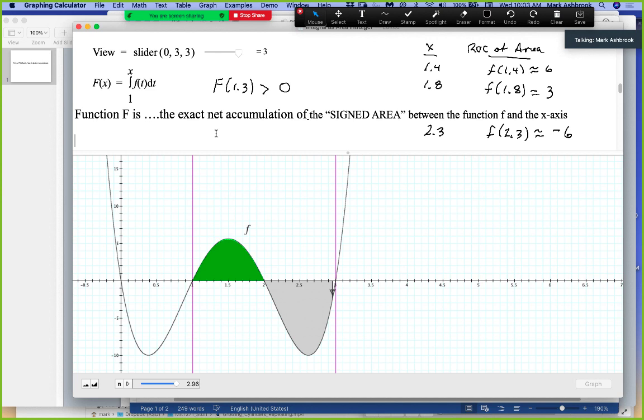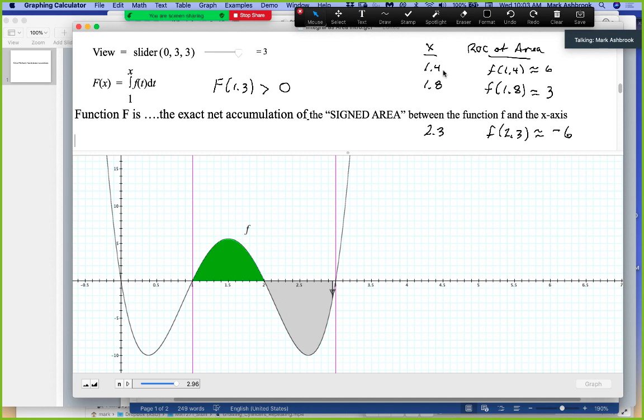So the function f is the exact net accumulation of signed area between the function f and the x-axis. What does that mean? Anywhere that our little f rate of change is positive, we're going to be adding on signed area to the accumulation function. Wherever that little f dips below the x-axis, we'll be subtracting off, or the value will be going down. We'll be subtracting off the amount of the area below the x-axis. Okay, does that make sense?